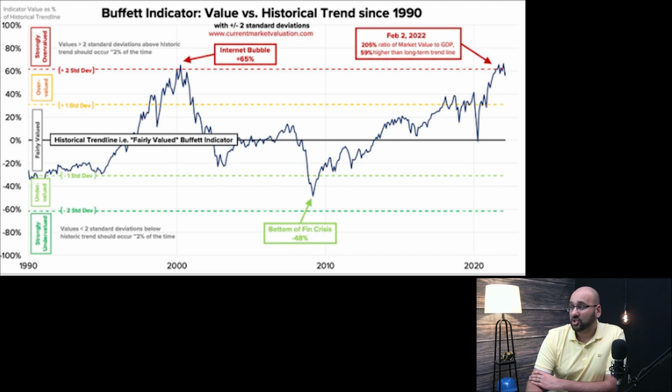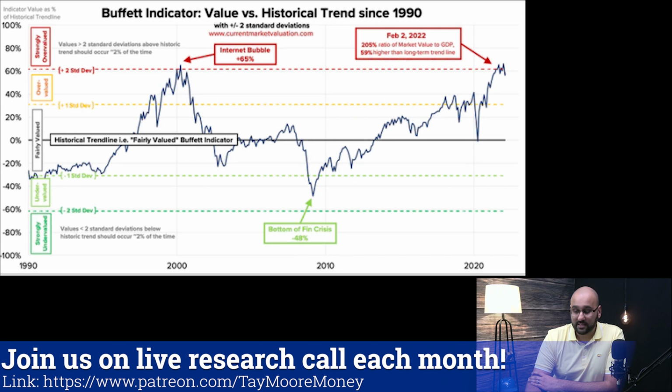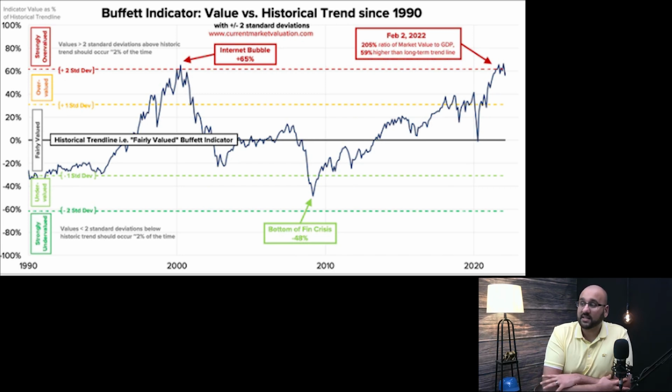And so we're at 205% market value to GDP, and of course, that's 60% higher than the overall trend line. So what is this indicating? It's indicating that the overall market is overvalued. And sorry, I should have said this earlier. What the Buffett indicator actually measures is the market value of the publicly traded companies divided by the US GDP. Over time, this indicator is going to become less and less important because more and more companies will be deriving revenues internationally.